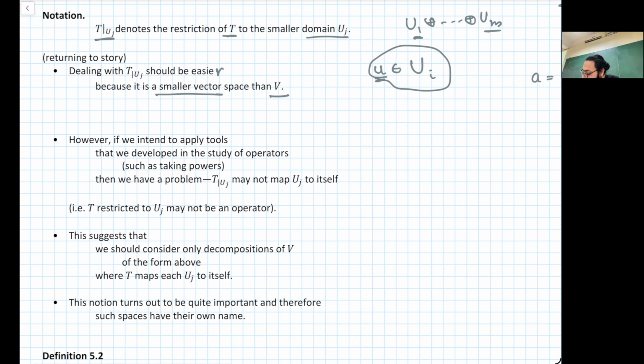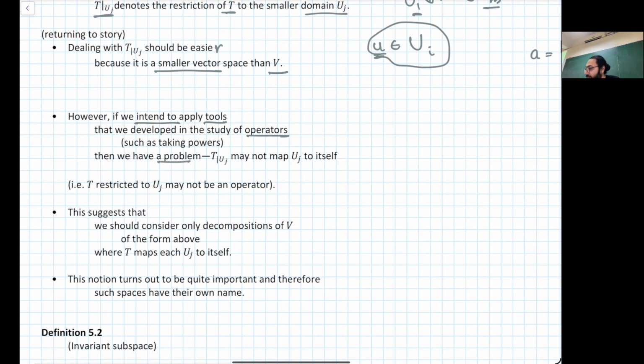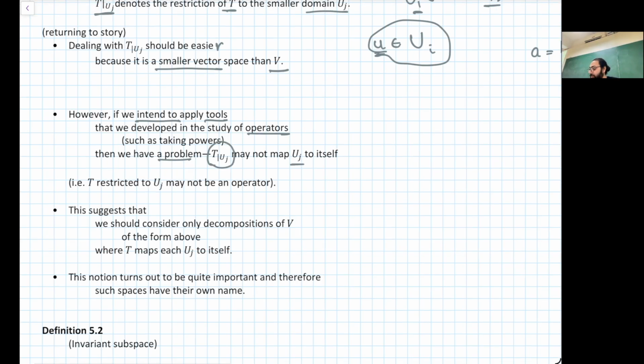So however, if we intend to apply tools that we developed in the study of operators, then we have a problem, right? So what is the problem? The problem is that when you apply T to vectors from U sub J, they might give you a vector that doesn't belong to U sub J, right? There is no guarantee that you would stay inside that same subspace. Does that make sense?